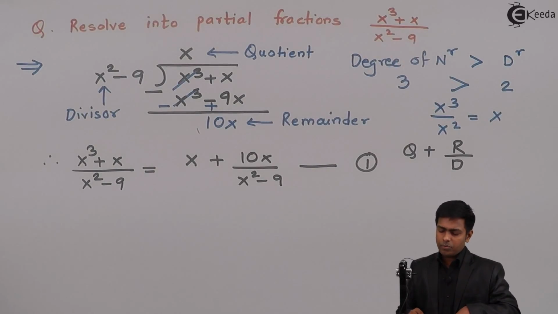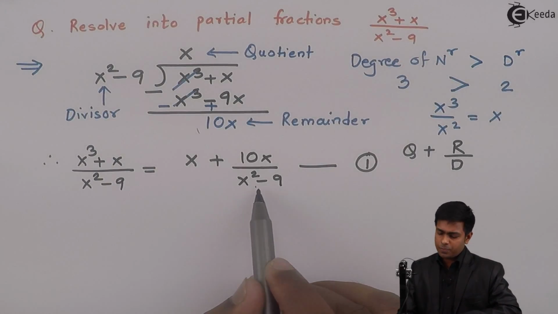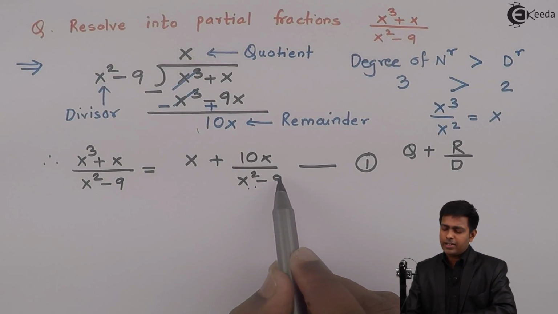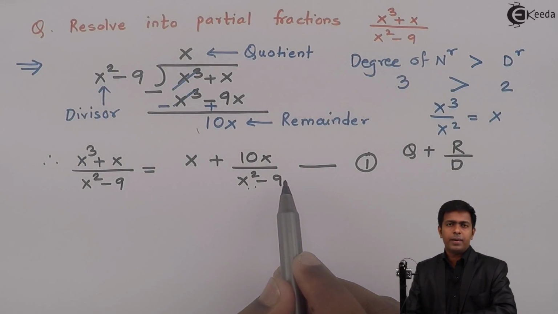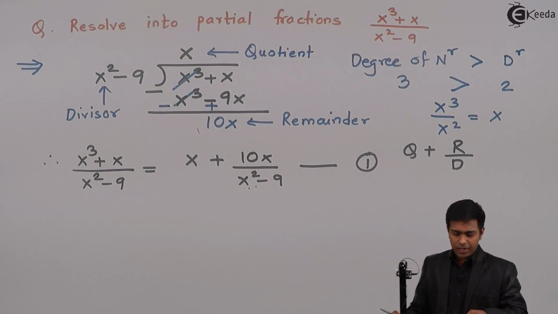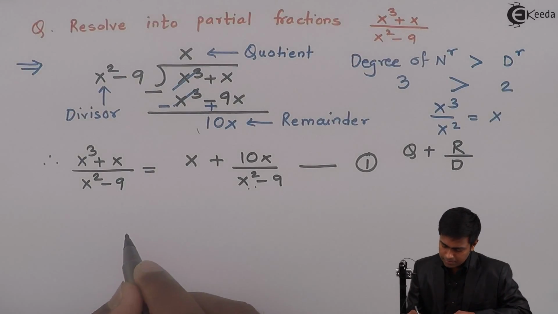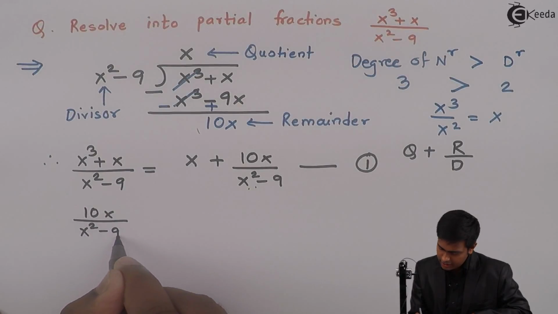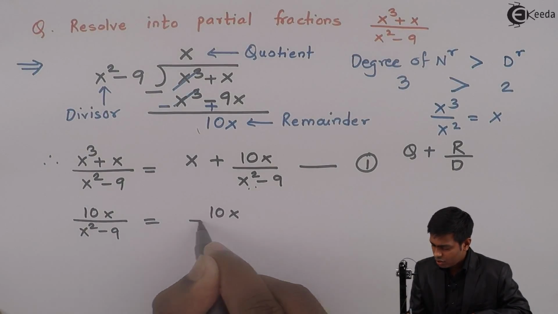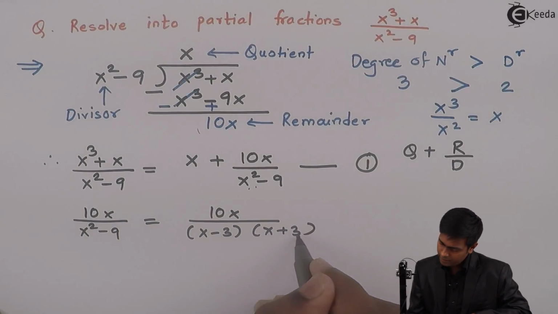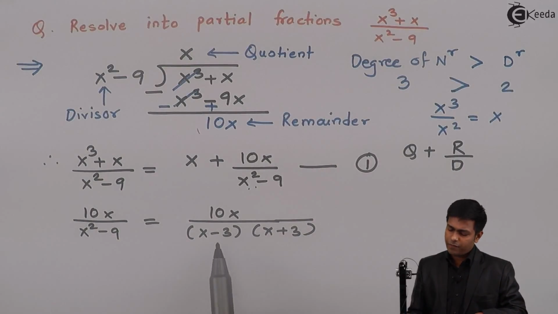Now if you observe the term in the denominator of this proper fraction, it is x square minus 9, which we can write as x square minus 3 square, and for which we can apply the formula a minus b, a plus b, that is x minus 3, x plus 3, and we can get two linear factors. So let us start with it. So here I will say this 10x upon x square minus 9 is nothing but 10x upon x minus 3 and x plus 3, and we will perform the partial fraction for this.